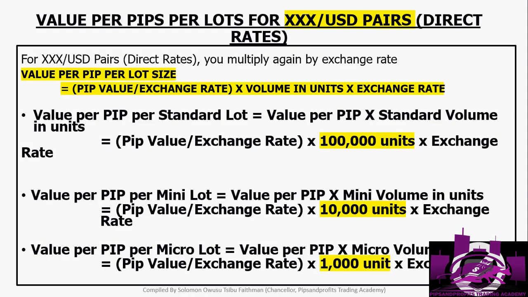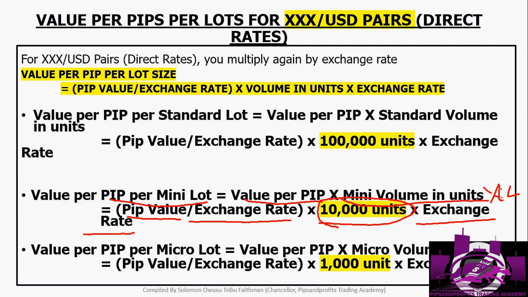Value per pip per mini lot. The same approach. We are going to have value per pip times mini volume in units, and because we are dealing with direct rate, you multiply again by the exchange rate. So we are going to have pip value divided by exchange rate times your 10,000, which is the unit for mini volume, and then you multiply again by your exchange rate.